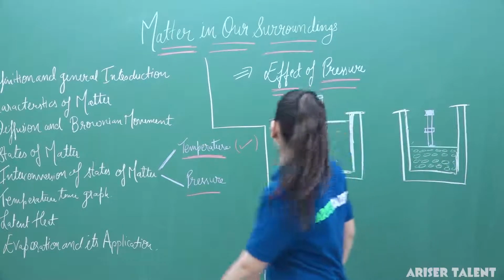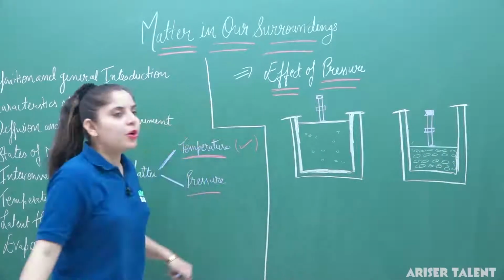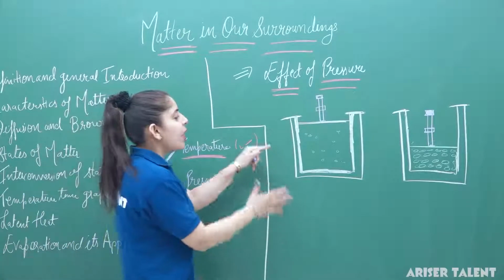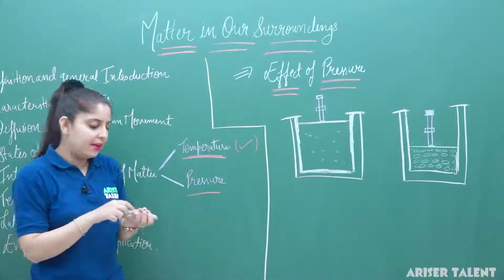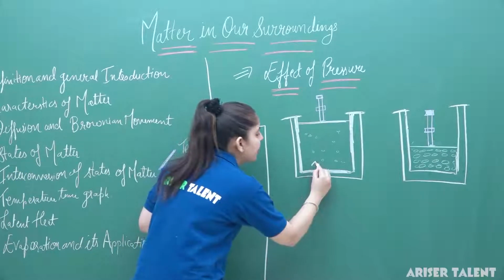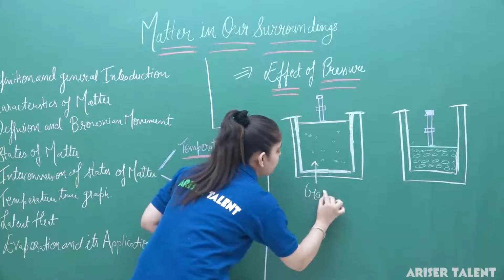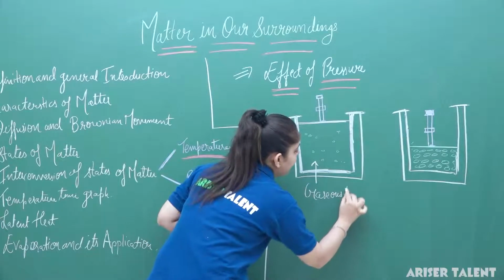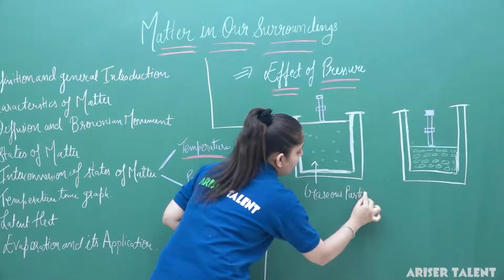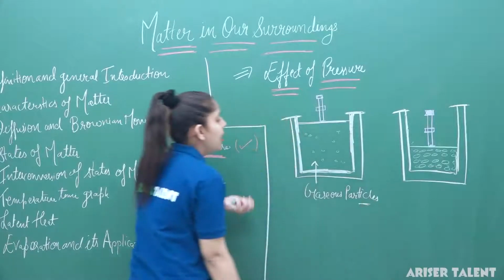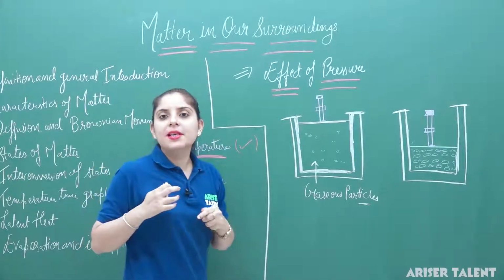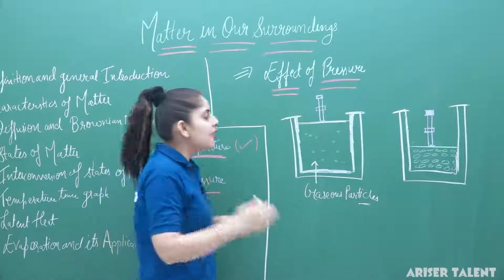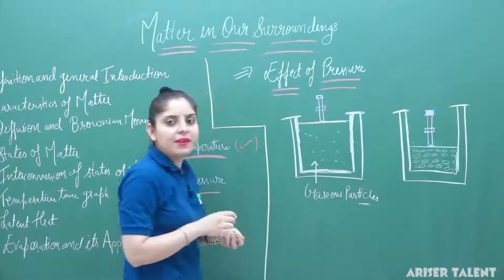Now, look at both these structures. What you can analyze here is that we have taken particles in the gaseous form in a container. So I can say that these particles are gases. So these are gaseous particles. Now you can see there is a very large intermolecular separation between the particles. It means intermolecular distances are very large.